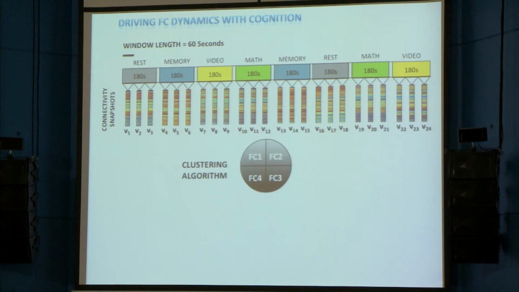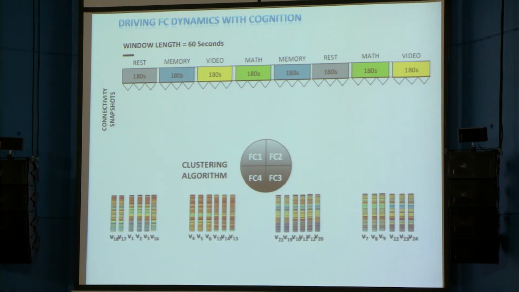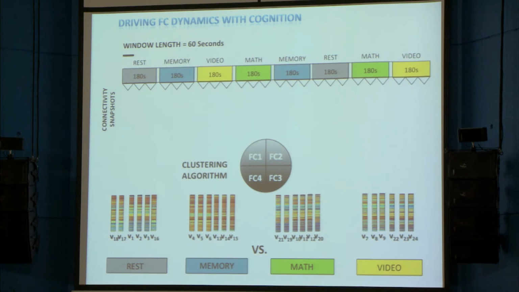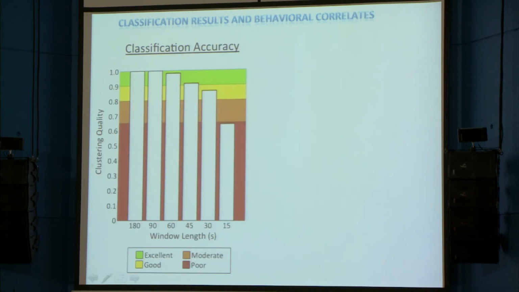So we have a clustering algorithm that uses either k-means or hierarchical clustering on these connectivity snapshots. Basically, we have them do the tasks, and it reshuffles and finds the ones that correspond best. And it turns out that it works really well. Here's the clustering accuracy, or clustering quality, as a function of window length. If we use the entire 180-second window, we get perfect accuracy. And as we decrease our window length down to 15 seconds, we still have a pretty good accuracy of 65%.